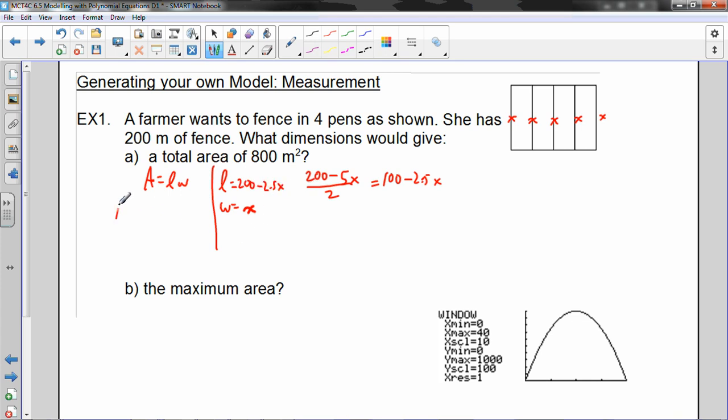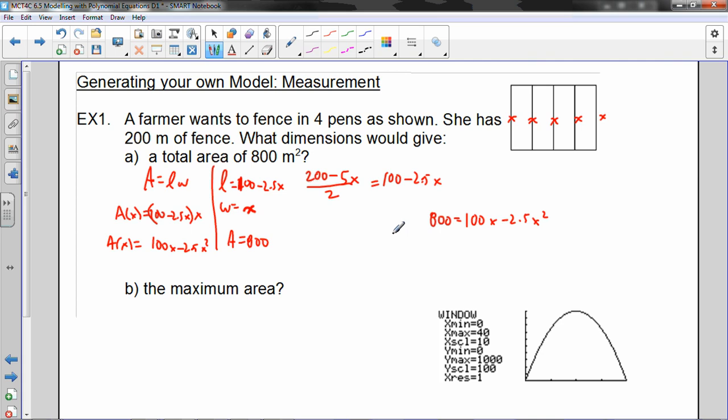And so the area as a function, a model, did you see that mistake I made? 100 minus 2.5x. So I've got to fix that up. 100 minus 2.5x, and then the width is just x. So if I wanted to simplify that a little bit, my model is 100x minus 2.5x squared. It's quadratic. And I want to know when this area is equal to 800. So I want the area to be equal to 800. There's my model. 800 equals 100x minus 2.5x squared.